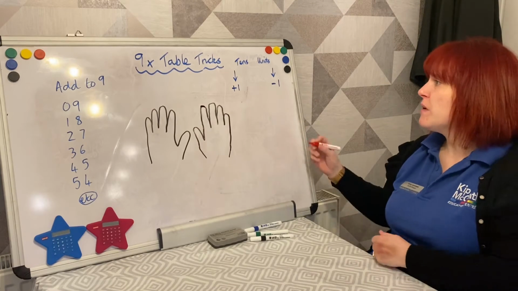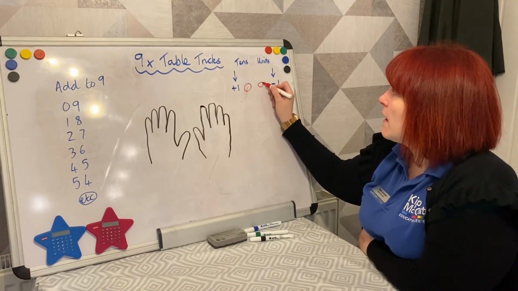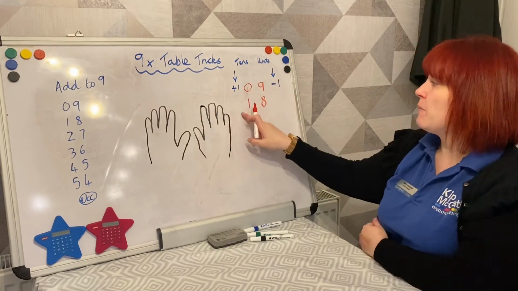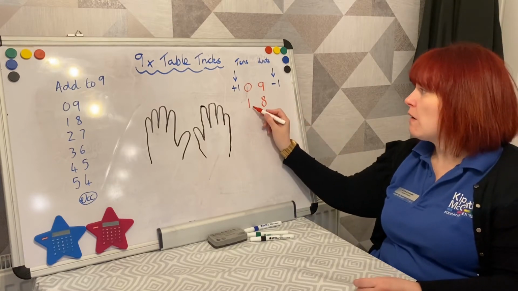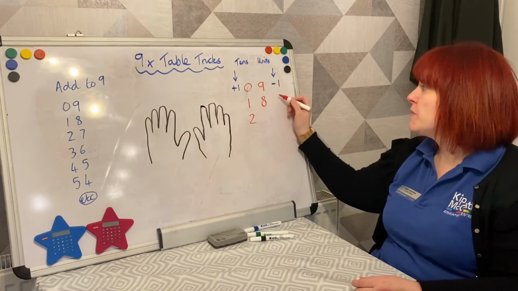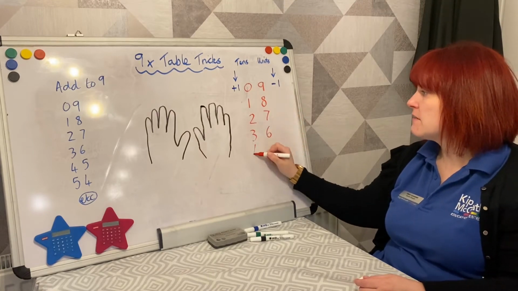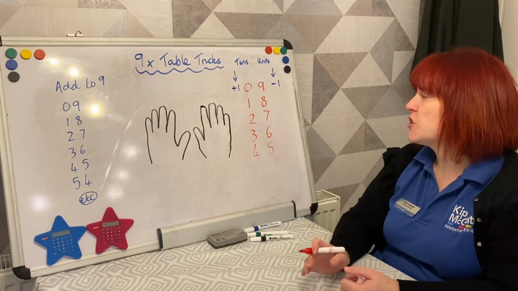So children will learn to identify the pattern. If we start off with 9, our next one is 18. So our tens number goes up by 1 as our units number goes down by 1. So 1 more than 1 is 2, going down is 7, 3, 6, 4, 5. So that's one way of doing it. So children might spot that.